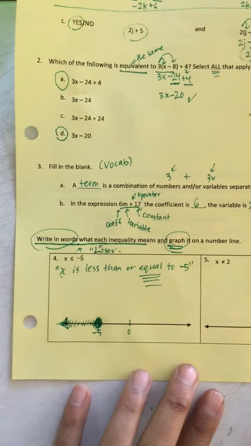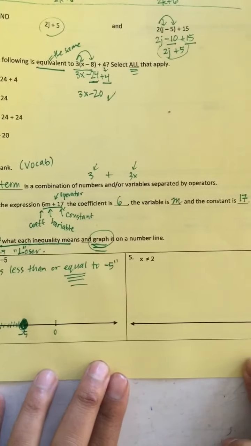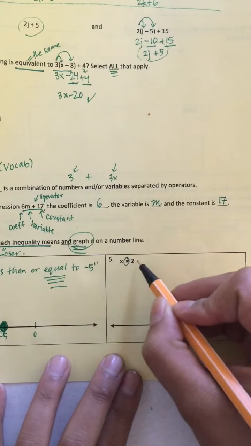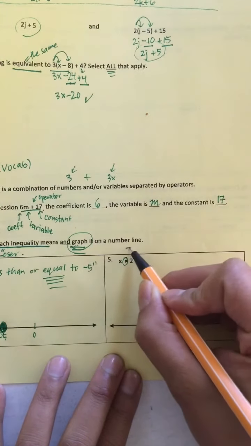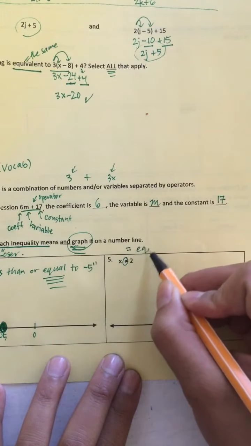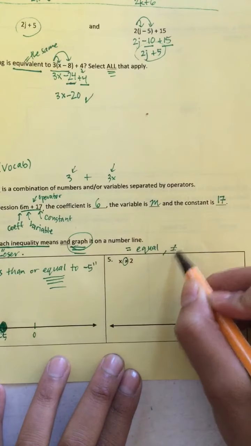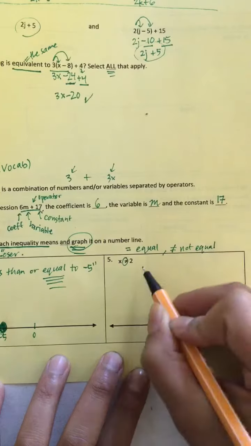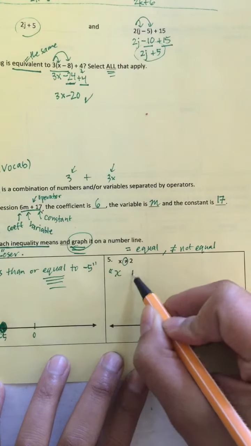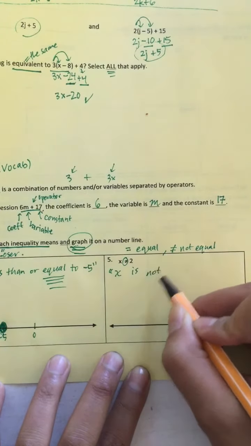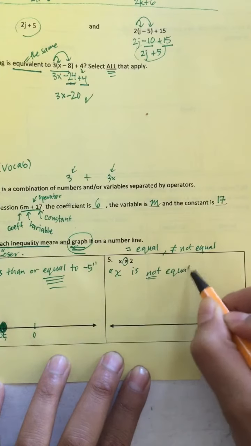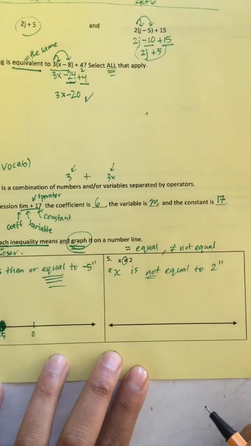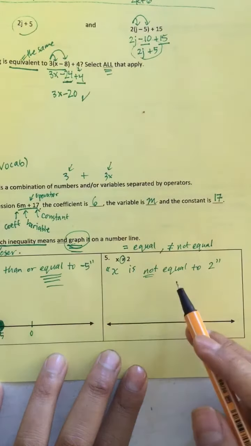All right, next one. X is this thing to 2. This symbol looks like this one. This one means equal, and when we have the slash, it means not equal. So X is not equal to 2. Okay, so those are our words.